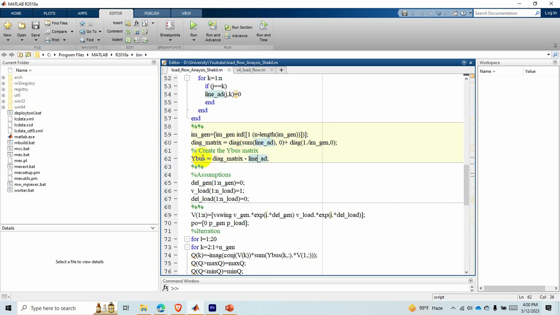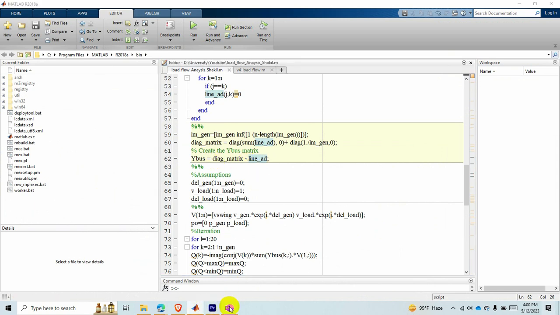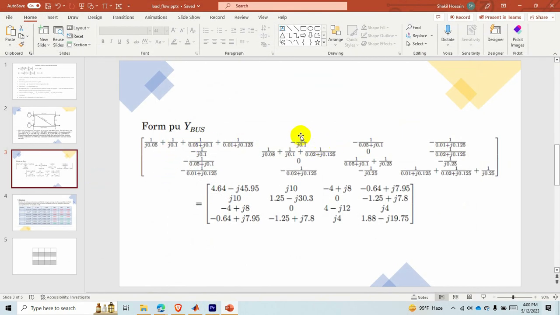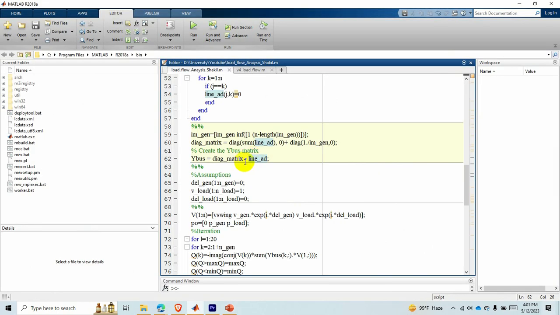Now the Y bus will be the diagonal matrix minus the line admittance. As we know, the value at the off-diagonal positions is always negative, so I subtract the line admittance from the created diagonal matrix, and that will be our Y bus matrix.